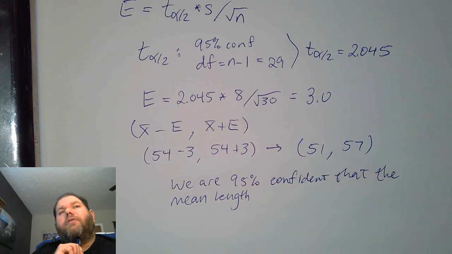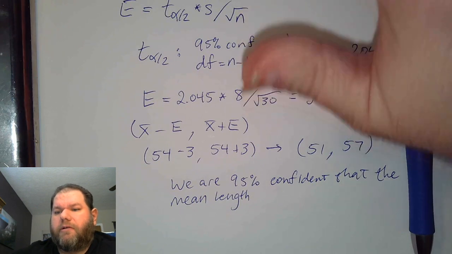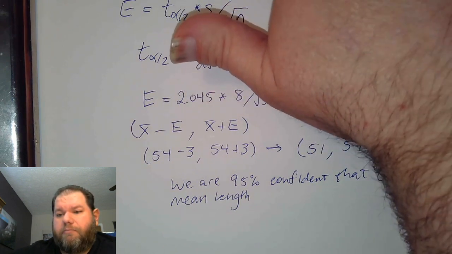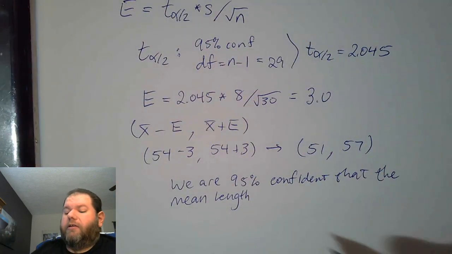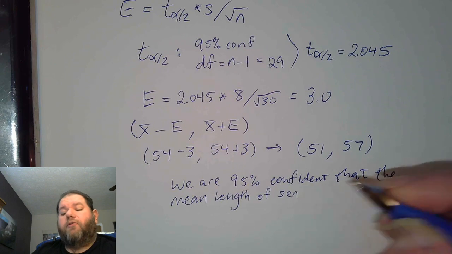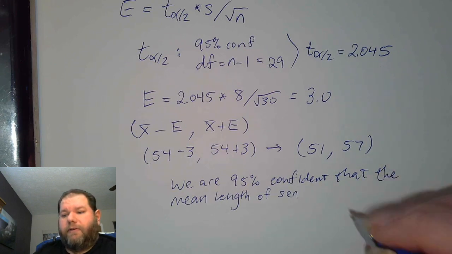Not convictions. Sentencing? Is that the word I used before? Let me look at the paragraph. Mean length of sentencing. Mean length of sentencing for aggravated assault is between 51 and 57 months.